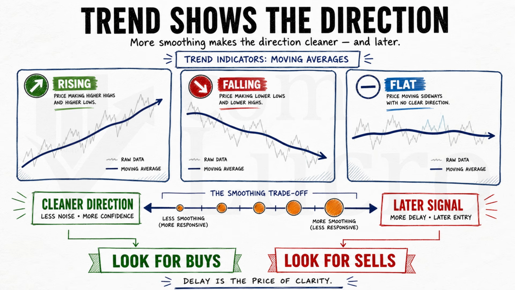We start with trend indicators. Their job is to show you the market's overall direction. Moving averages are the classic example. They smooth price data over a chosen period, making it much easier to see whether the market is climbing, falling, or going nowhere. That single reading already tells you whether you should be looking for buys or for sells.